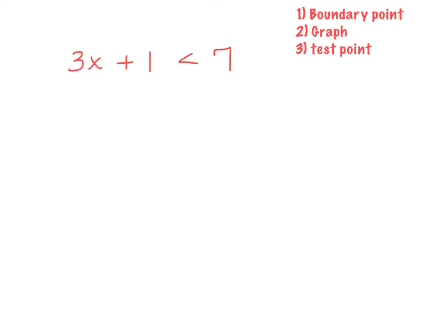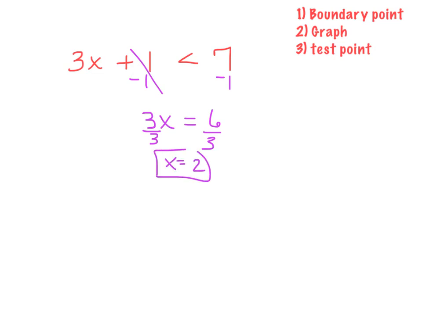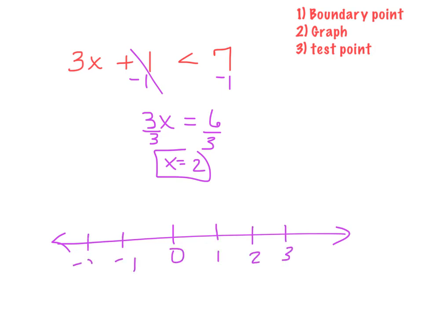Again, solve it just like an equation. We need to find the boundary point. So I'm going to subtract 1 from both sides. I get 3x equals 6. Okay, I'll divide by 3. I get x equals 2. So 2 is my special point, or my boundary point. On my number line, I'll put 0, 1, 2, 3, -1, -2, and I'll put a dot by the 2.